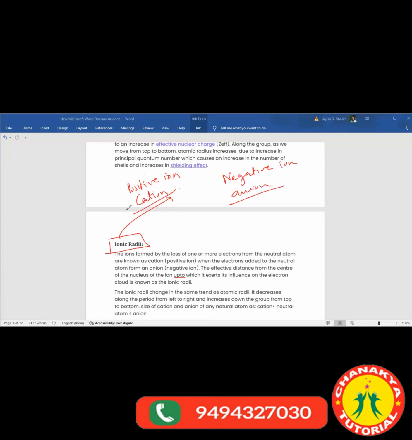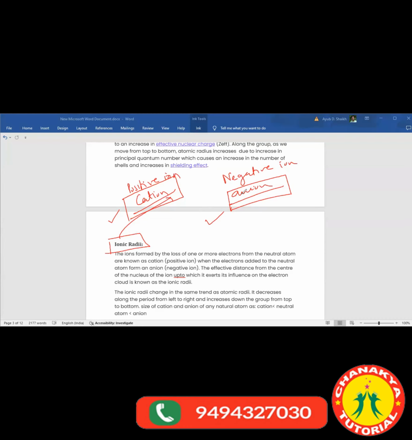Correct. Now, logically, which has more atomic radius, cation or anion? Anion will have more atomic radius. Why is it so? When it takes electrons, it becomes negative. When it keeps taking electrons, it increases its number of shells also, so the atomic radius will increase.